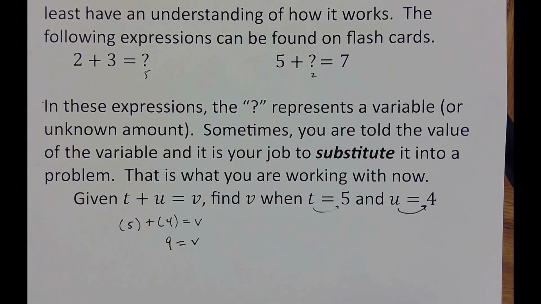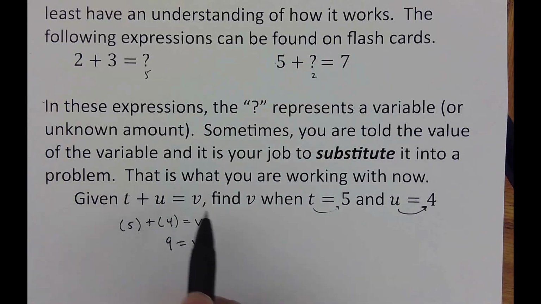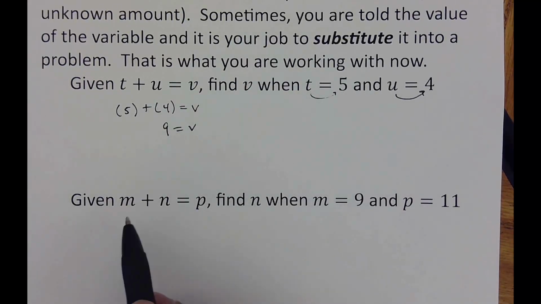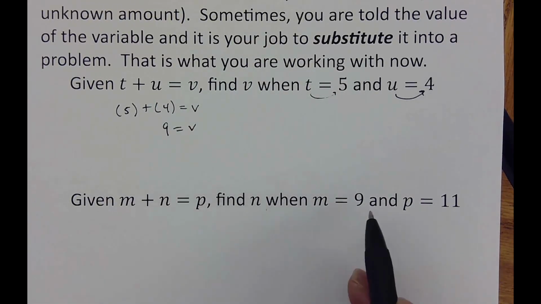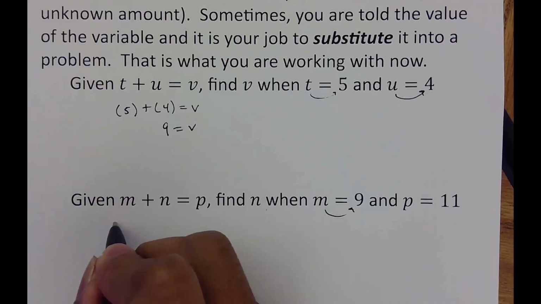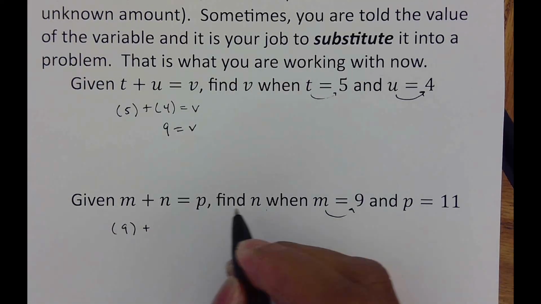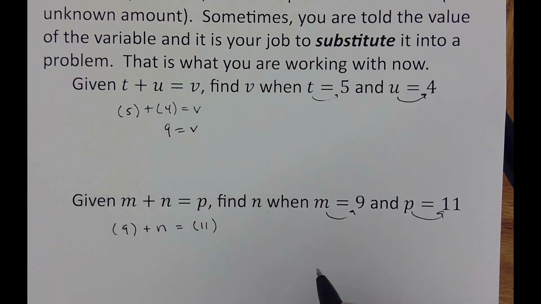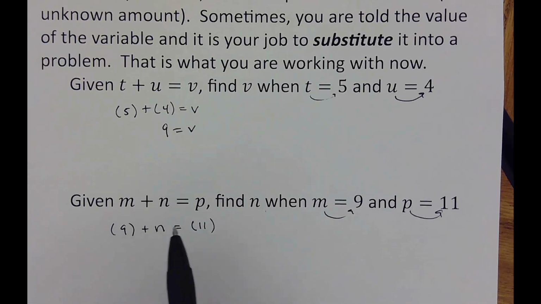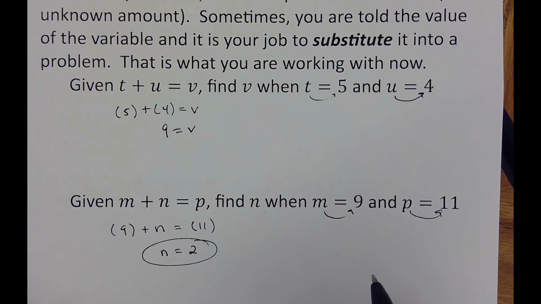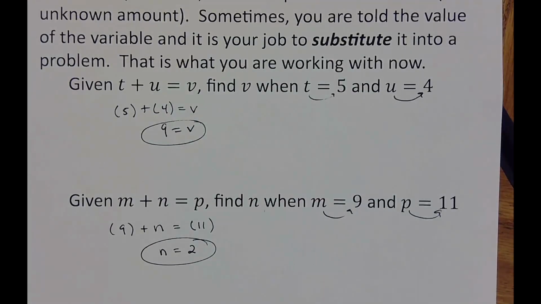That's all it is. It's asking you to take the information they give you, plug it into whatever equation they give you, and then work out whatever it is. Just like they could give you a question like this that says, given m plus n equals p, find n when m is 9 and p is 11. Well, again, when you read this, m is 9, so let's put that here, plus n I don't have, so leave it alone, equals p, which is 11. Well, just thinking about this, 9 plus something equals 11. What is that something? You're smart enough to do that without the algebra learning that we know. 9 plus 2 is equal to 11, so that means that n has to equal 2.